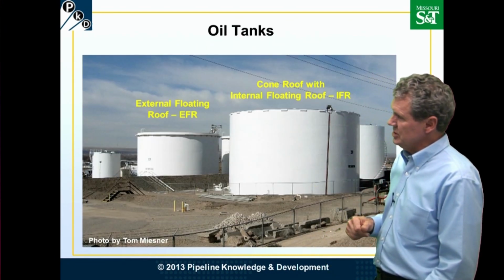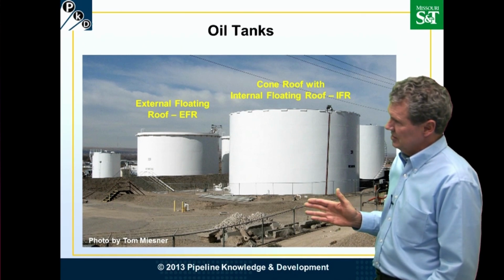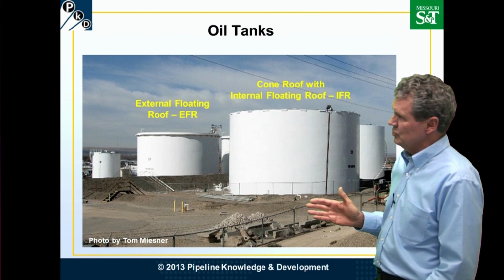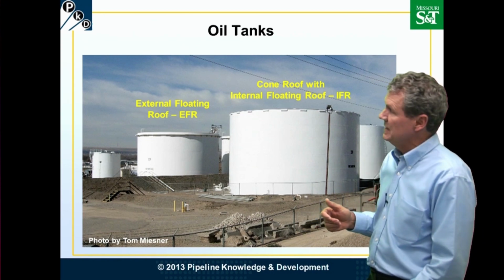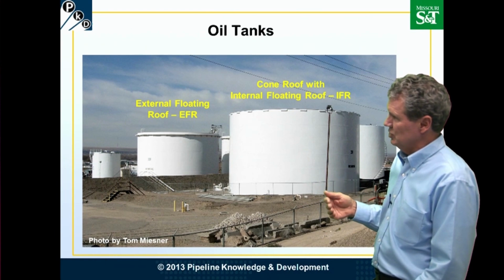Picture of a couple tanks here, very standard in a refined products terminal. If you look on the left, we have an external floating roof tank, EFR, and over here on the right, we have a cone roof with an internal floating roof, an IFR.